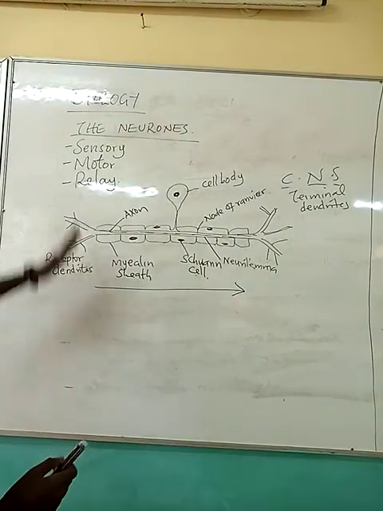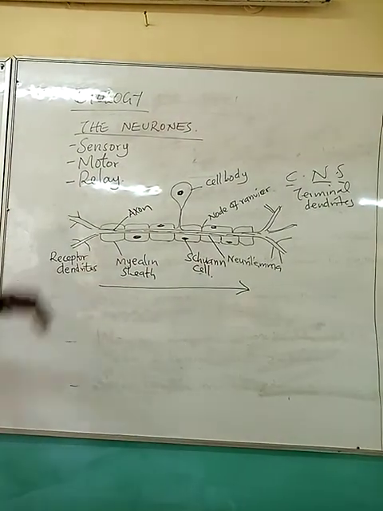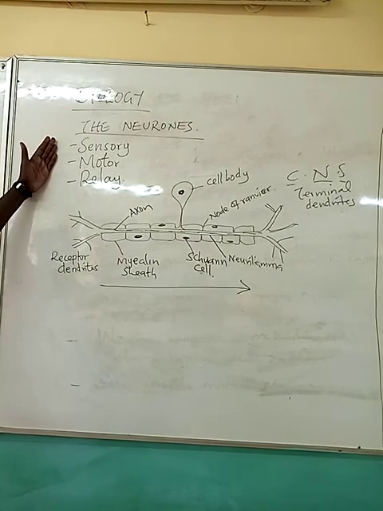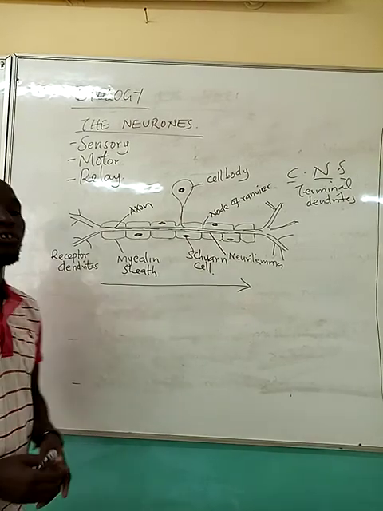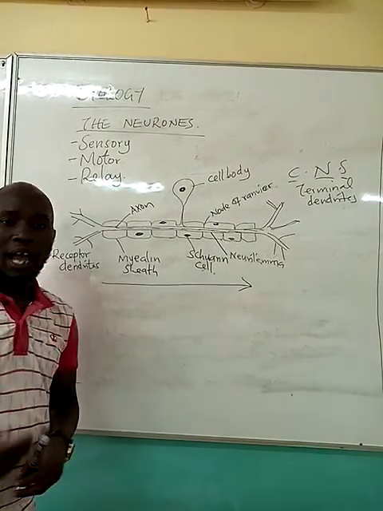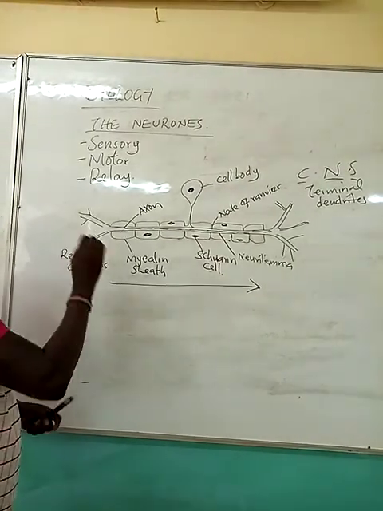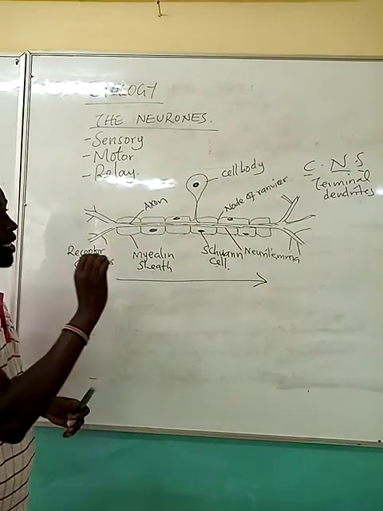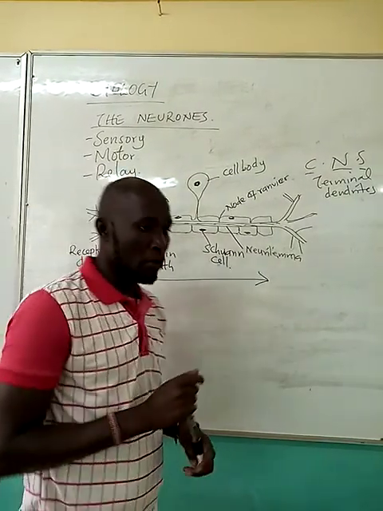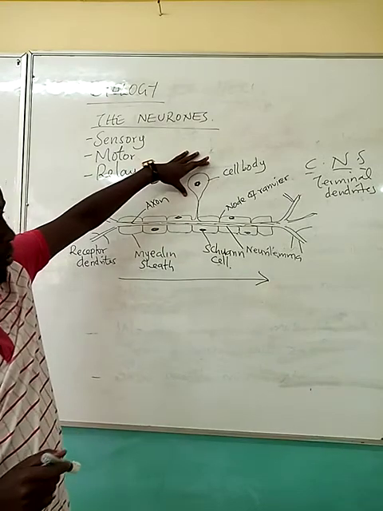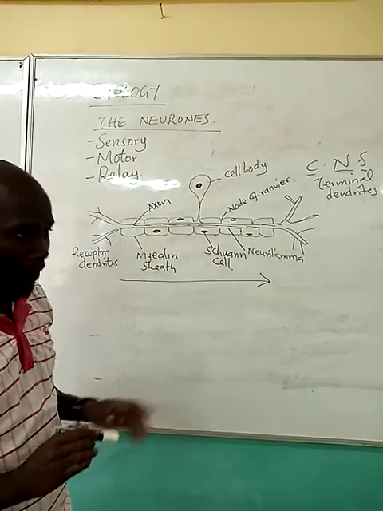Let us now go back to our types of neurons so that we see what a sensory neuron is. How do we identify that this is a sensory neuron, this is a motor neuron, and this is a relay neuron? We look at the types of neurons depending on the position of the cell body. We are looking at the type of neuron depending on the position of the cell body.